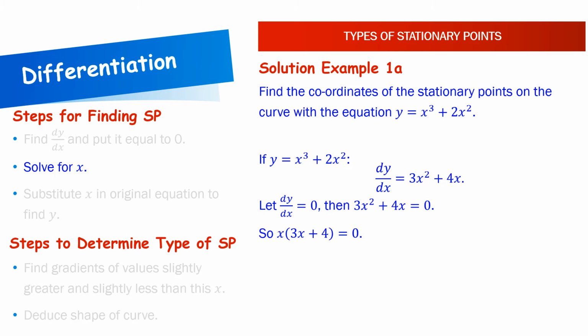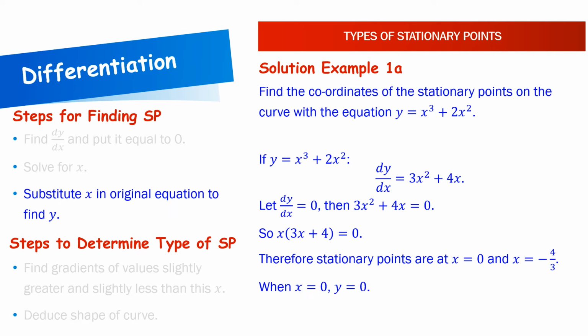So let's now solve for x. Factorising gives us x times 3x plus 4 equals 0. And therefore the stationary points are at x equals 0 and x equals minus 4 over 3. Now we substitute x in the original equation to find y. When x equals 0, we have that y equals 0 also.